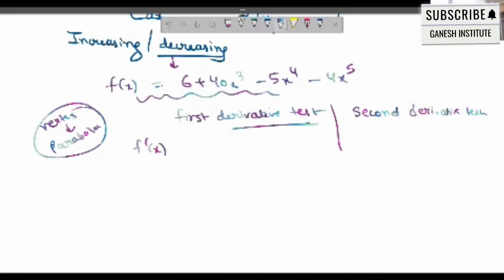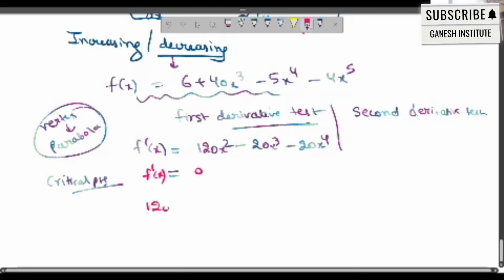Tell me the derivative. The derivative is 120 x square minus 20 x cube minus 20 x raised to 4. Okay, now tell me, I need to find out critical points for it. Yes, now critical points are where the function is neither increasing nor decreasing at that point. So I need to firstly simplify it.